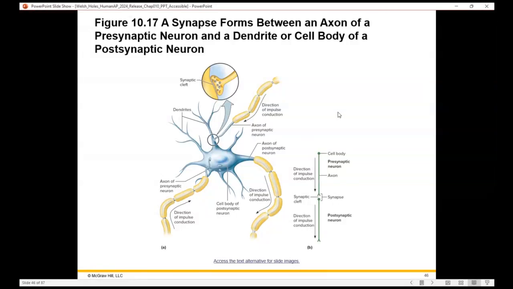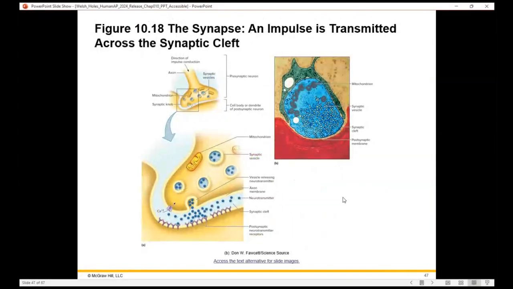This figure shows a synapse forming between an axon of a presynaptic neuron and a dendrite or cell body of a postsynaptic neuron. This figure shows the synapse. An impulse is transmitted across the synaptic cleft. As you can see in this picture, we have the vesicles that hold the neurotransmitter, possibly like acetylcholine. And then this is released across the synaptic cleft over to the postsynaptic neurotransmitter receptor.